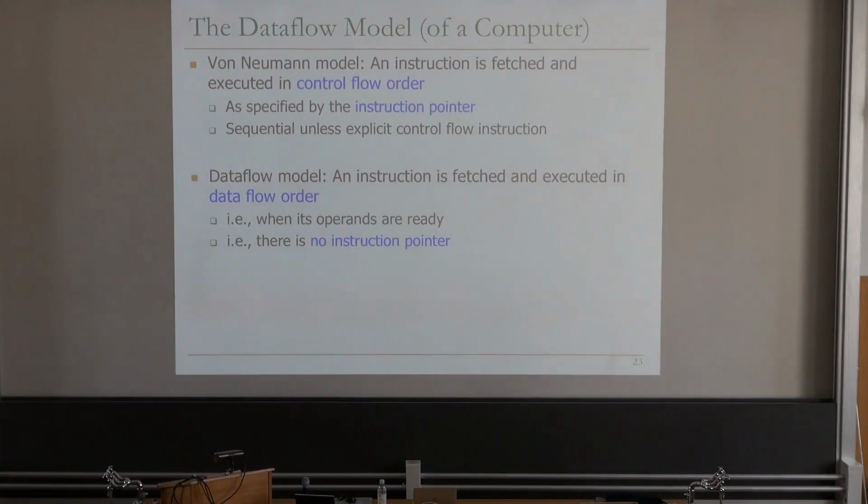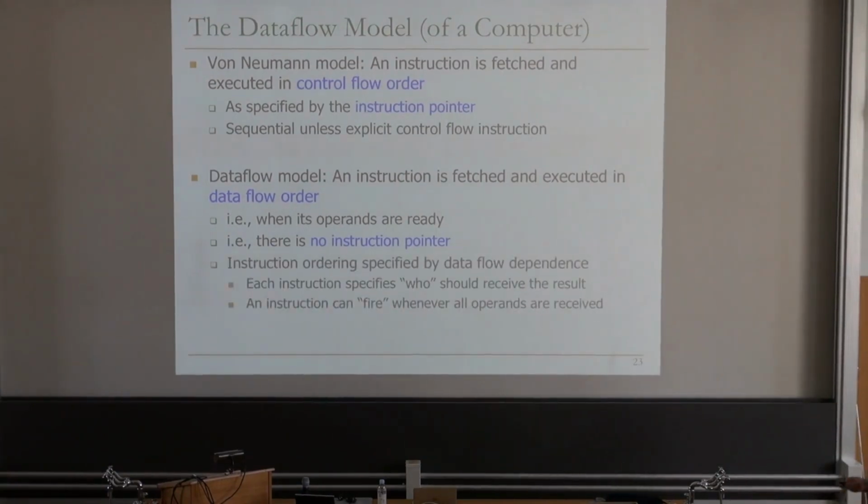So fundamentally, this is much more parallel, as you can see, right? So instruction ordering, in this case, is specified by data flow dependence. Each instruction specifies who or which other instruction should receive the result. And an instruction can fire whenever all operands are received, meaning they're ready. So that's the idea. Potentially many instructions can execute at the same time because you're really not constrained.